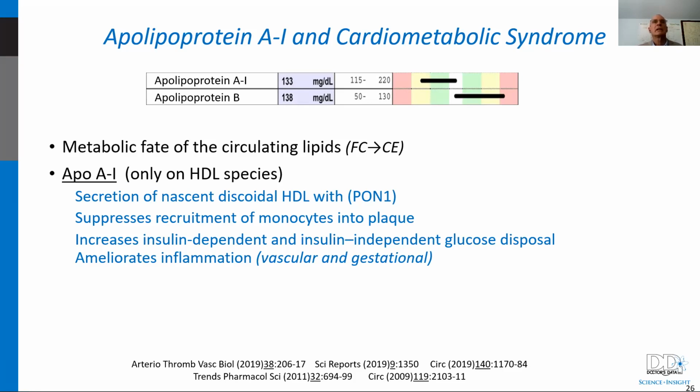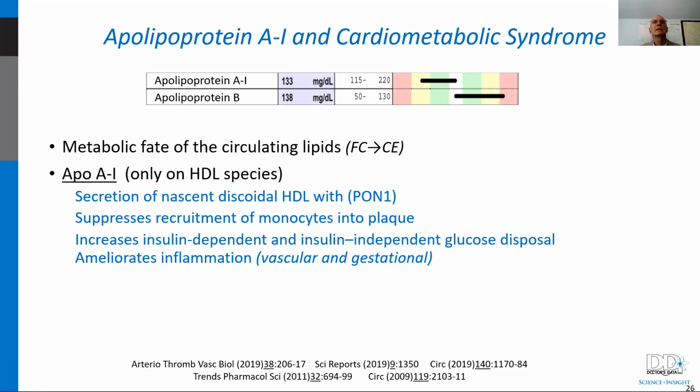ApoA1 is secreted with nascent discoidal HDL particles from the liver associated with PON1. ApoA1 suppresses recruitment of monocytes into plaque. It increases insulin-dependent and insulin-independent glucose disposal and ameliorates inflammation. This has been shown both with the vasculature and during gestation, which is a pro-inflammatory state.